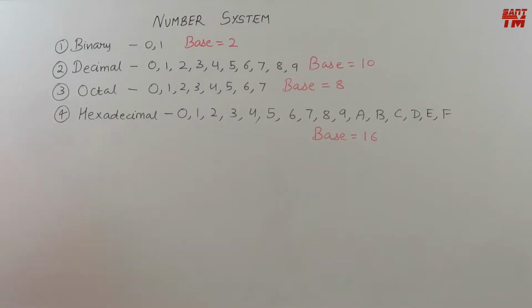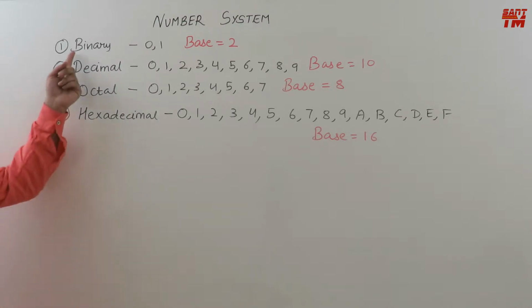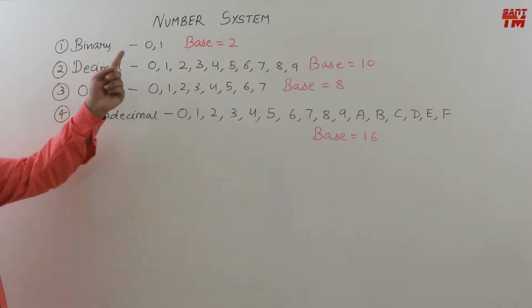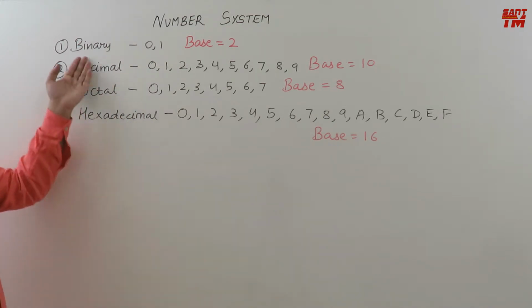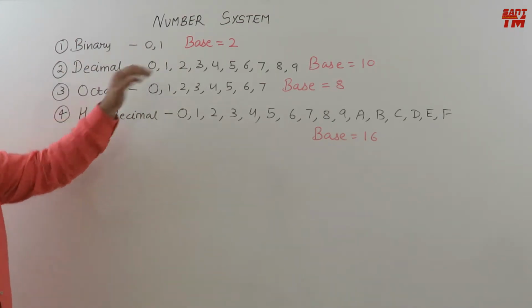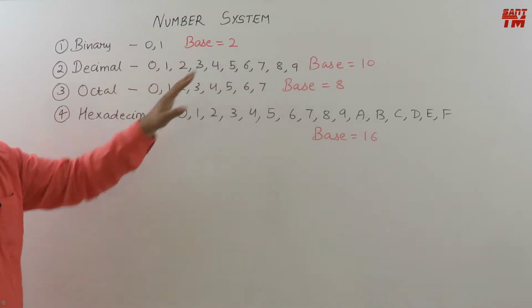So to start with number system, these 4 number systems are available. The first number system is the binary number system. As the name suggests, binary, it has only 2 digits, 0 and 1. That means anything that you want to represent will be represented using 0 and 1. That's why we also call them base 2 numbers.